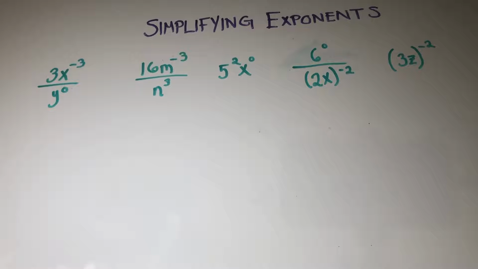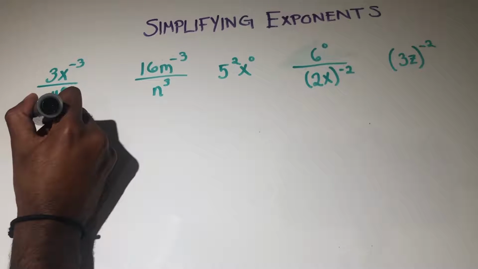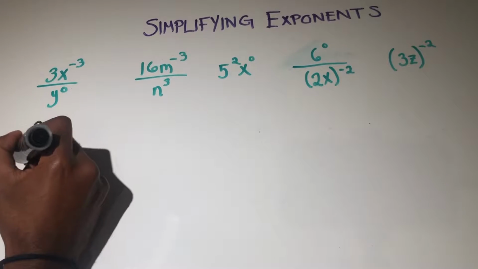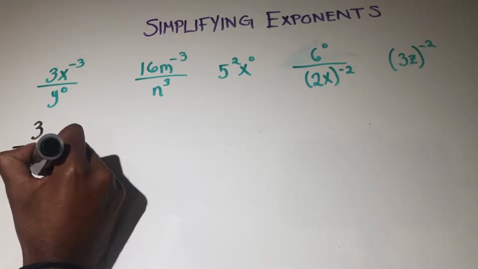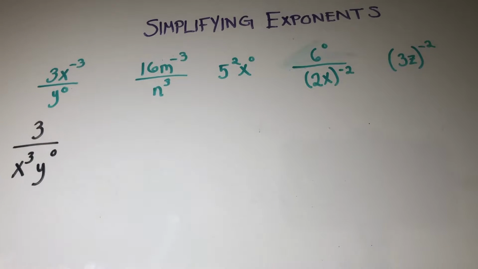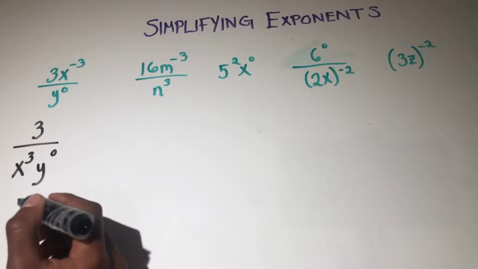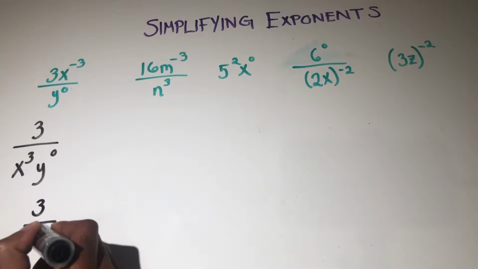Let's begin. The first example, we have 3x to the power of negative 3 over y to the power of 0. Since we have x to the power of negative 3 in the numerator, if we move it down to the denominator, it's going to become x to the power of 3. Remember what I said, you're trying to avoid powers that have negatives in them. So this is going to become 3 over x cubed times y to the power of 0. Y to the power of 0 is just 1. So the answer is just going to be 3 over x cubed.